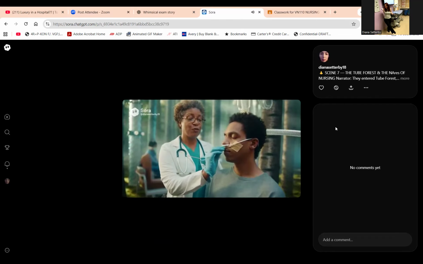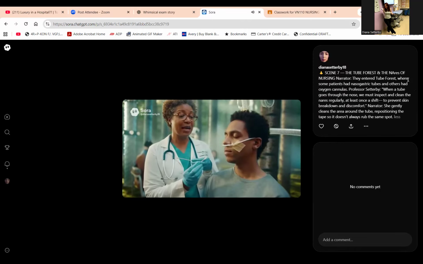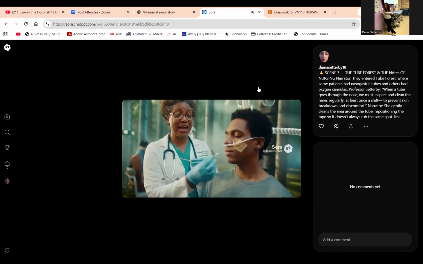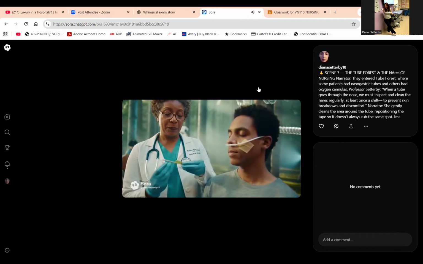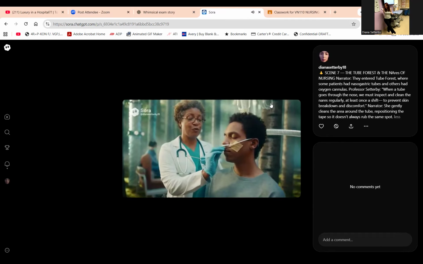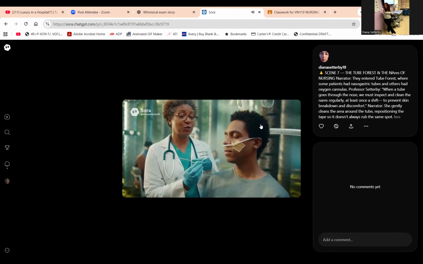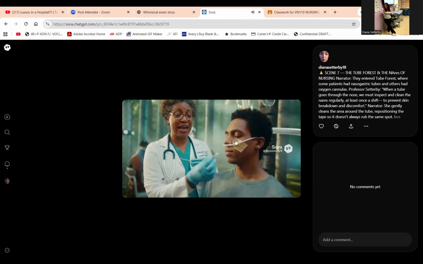They entered tube forest, where some patients had nasogastric tubes and others had oxygen cannulas. When a tube goes through the nose, we must inspect and clean the nares regularly, at least once.